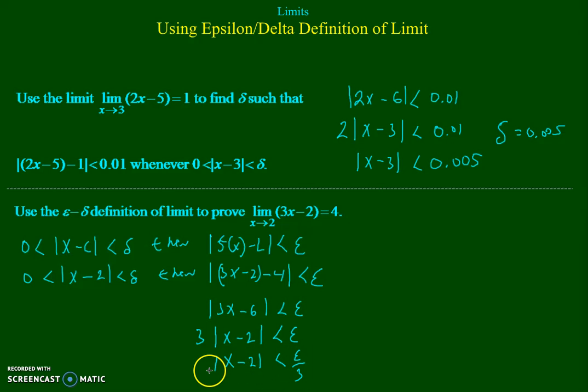Now, given that these two expressions are equivalent, we can say that our delta is equal to epsilon over 3. So our delta is any epsilon divided by 3. All right. Now let's go ahead and look at some properties of limits.